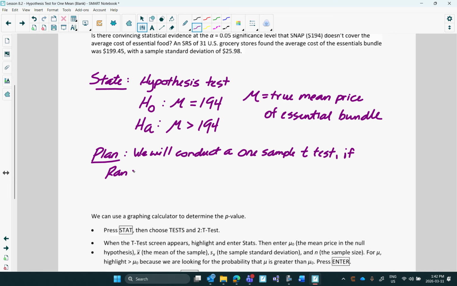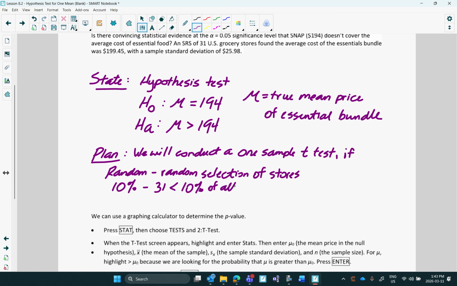Were the stores randomly chosen? Yeah. So random selection of the grocery stores. Yes, because 31 is definitely less than 10% of all US grocery stores that are out there.